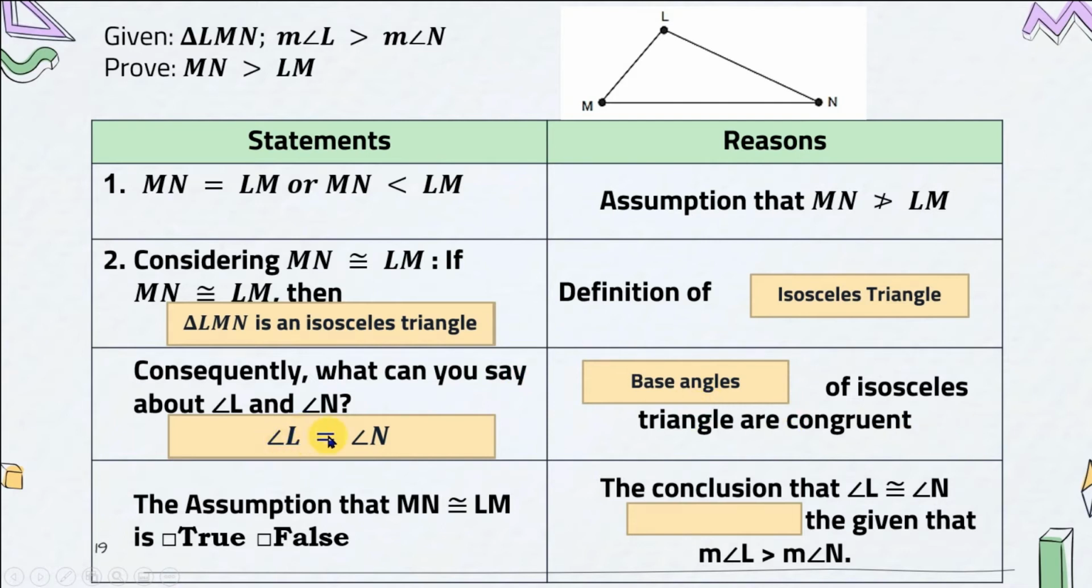At dahil nag-equal yung dalawang angle and hindi siya nagja-jive dito sa ating given, the assumption that side MN is congruent to side LM is false. Again, bakit? Because it contradicts the given that measure angle L is greater than measure angle N.